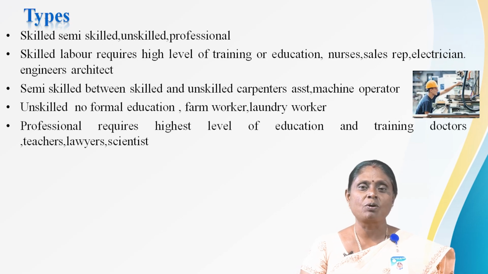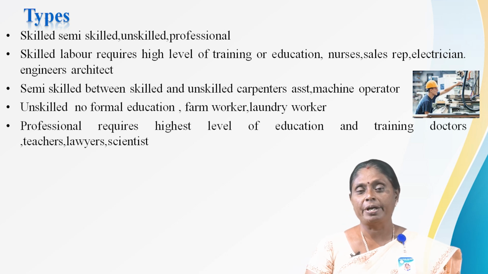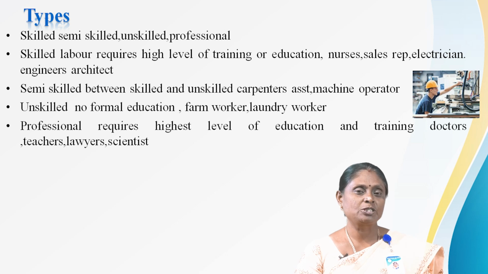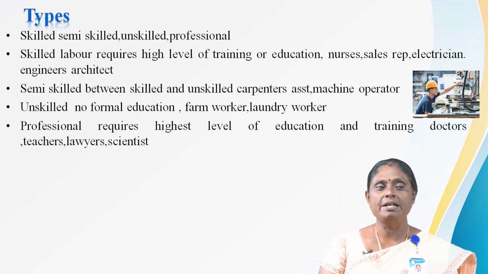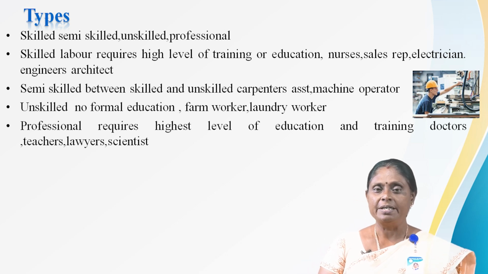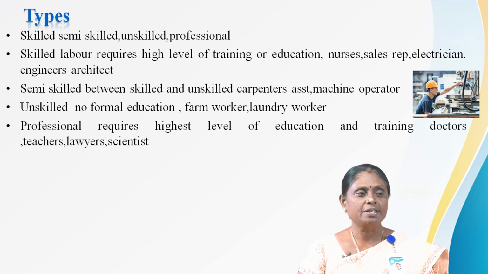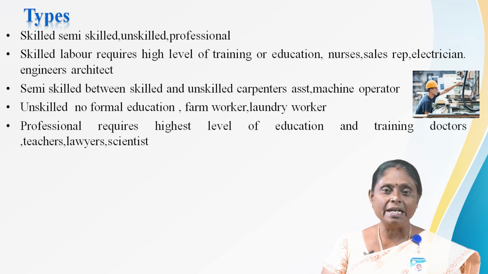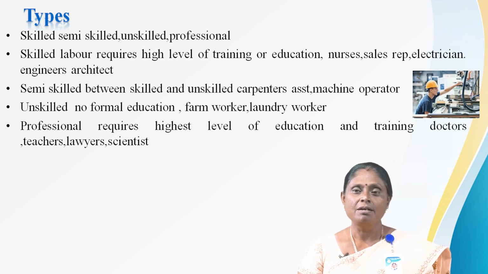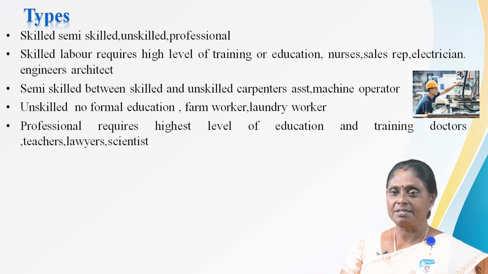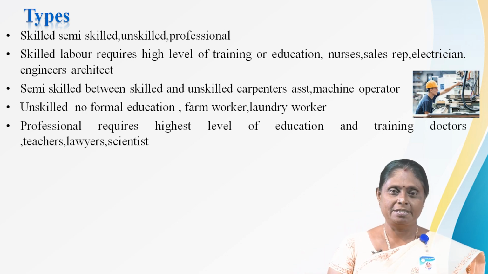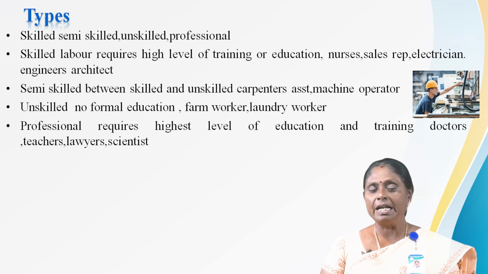What are the types of labor? First one, skilled labor, semi-skilled labor, unskilled labor and professional labor. We will discuss them one by one. First, what is meant by skilled labor? Skilled labor requires a high level of training or education. Examples: nurse, sales representatives, electrician, engineers and architects. This type of labor is skilled labor.